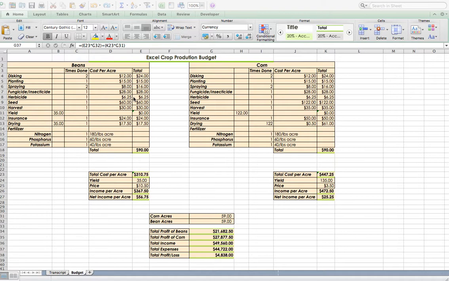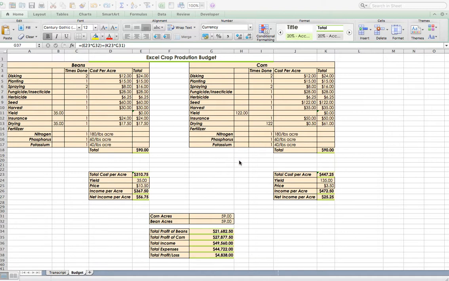Seed cost for beans is $60 and $122 for corn. Harvest costs differ from $30 in beans to $35 in corn. The yields are set at 35 bushels an acre for beans and 122 for corn because that is the lowest amount before insurance kicks in. You can see that the insurance costs are $24 for beans and $50 for corn.